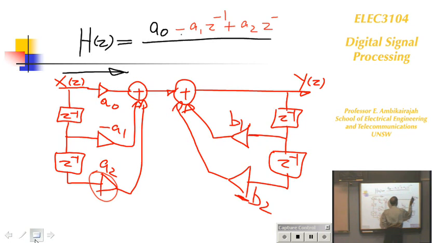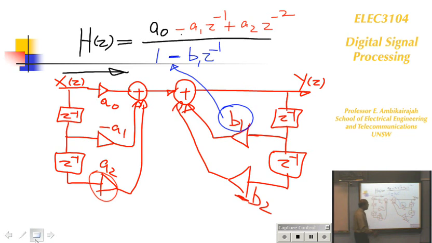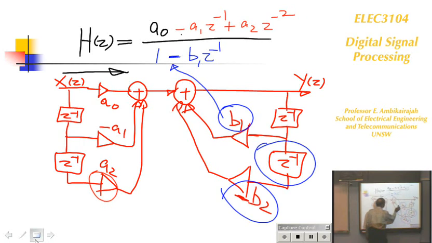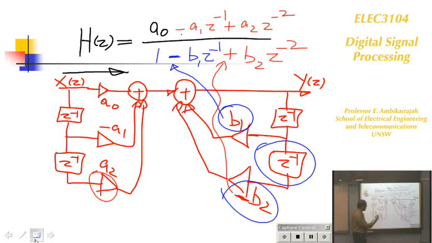Then you come here, Y(z). When you have Y(z), you need to make sure you have 1 here. So what you have is 1. Then you have B1. Don't forget you have a B1 there. If you have B1, it must have a minus here. Don't forget, so minus B1 z to the minus 1. Right. Then you have another delay, but the coefficient is minus B2. If that's the case, then you have to make sure this comes in with plus B2 z to the minus 2. Okay? So that is your transfer function in this case, basically.